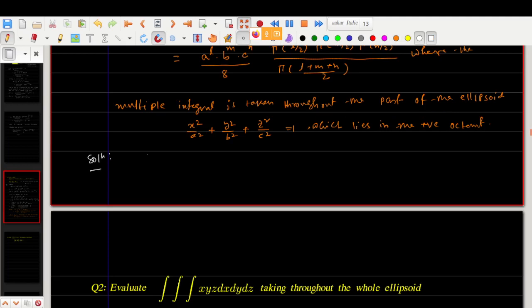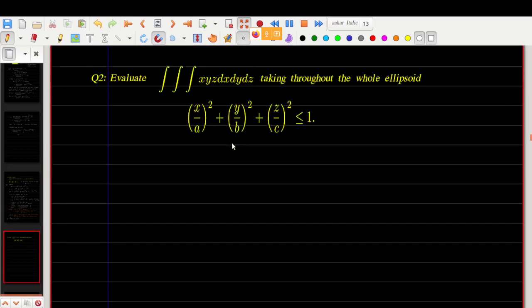Nothing but p equals q equals r equals 2 in question 1, and you will get the answer to this in question 1, right? Yeah, so if you have any doubt so far, then please ask, otherwise I will move to the next problem.